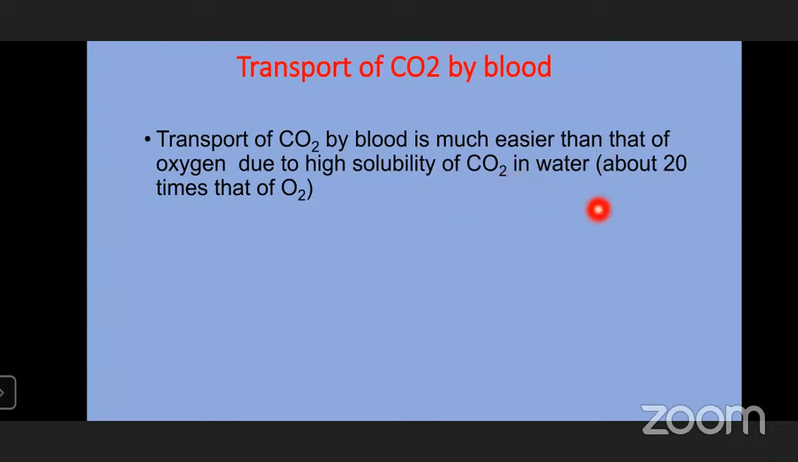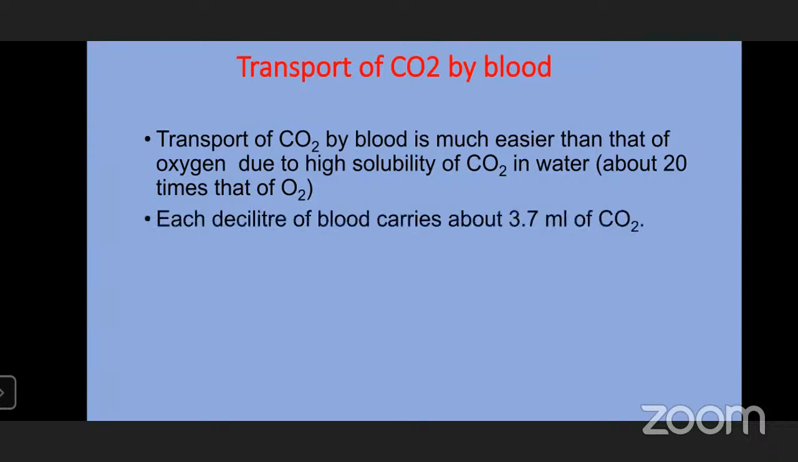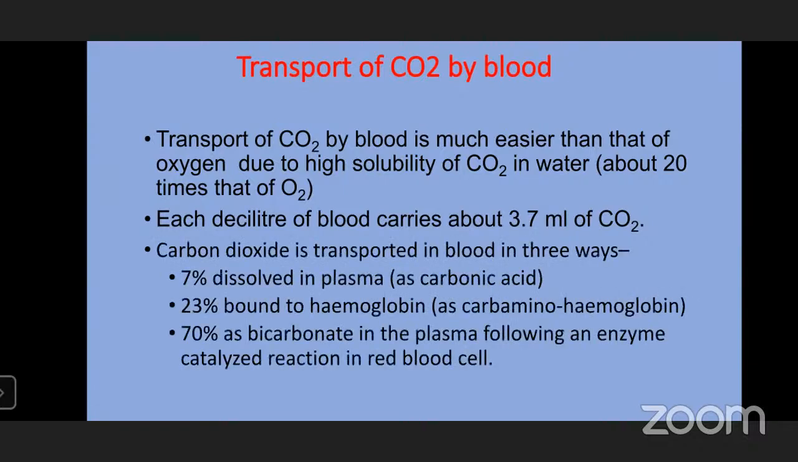The solubility of carbon dioxide is about 20 times that of oxygen. Means the solubility of carbon dioxide in water is 20 times higher than that of oxygen. So that is another reason why it is very much easier for transportation of carbon dioxide by the blood, because it dissolves in the blood plasma and it gets transported. Each deciliter of blood can carry about 3.7 ml of carbon dioxide. Okay.